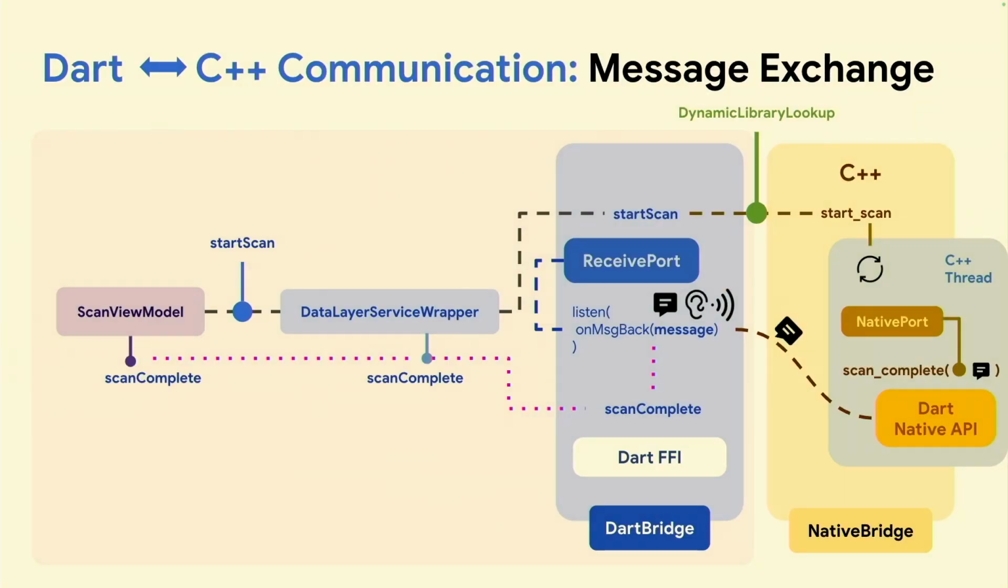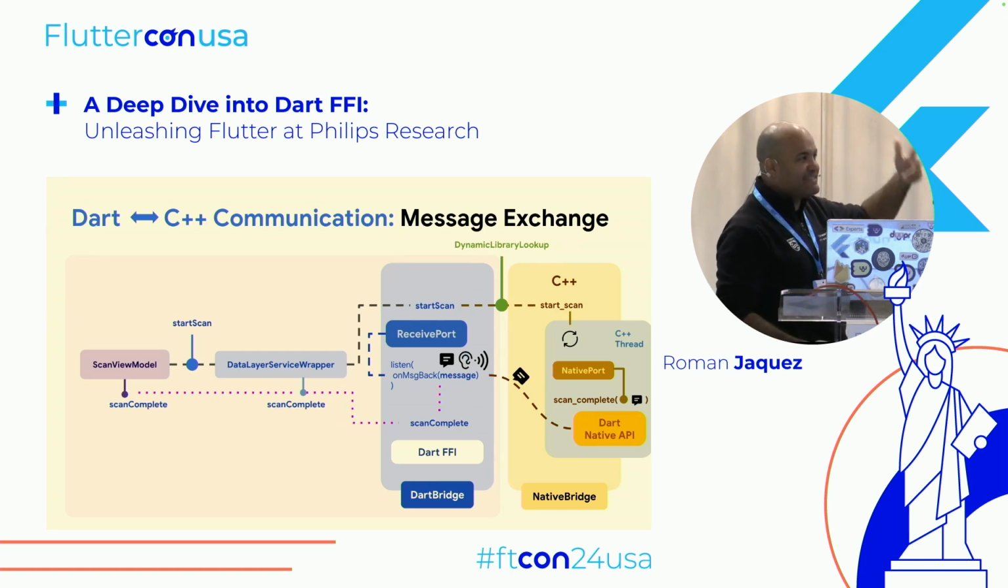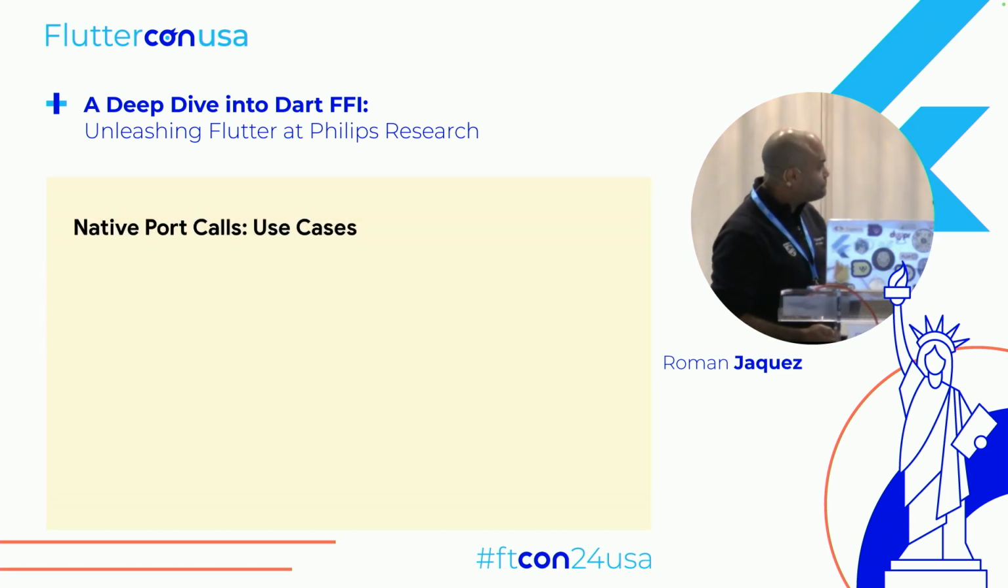Now, this is what I was mentioning. When you want to exchange messages, what we do is pass the native port to C++, and then we just constantly listen for C++ to send us information via this native port. And I'm going to show that example right now.